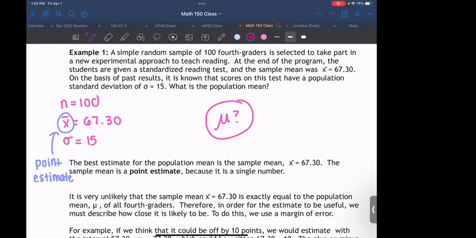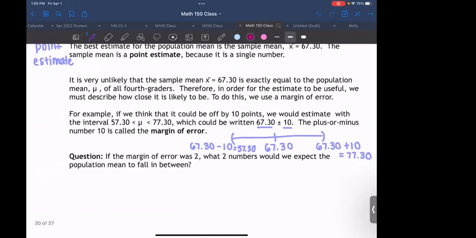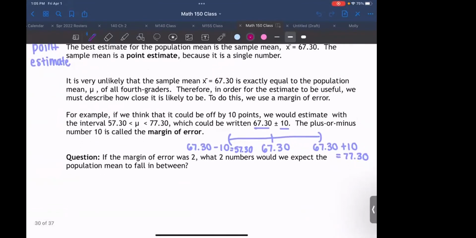The sample mean might not be the population mean, but it's going to be somewhat close, right? As long as the sample is representative of the population. Okay, so we called 67.30, the sample mean, our point estimate because it's the best estimate for what we're looking for. It's the closest thing to the population mean. Now, it's pretty unlikely that the sample mean is equal to the population mean. So instead of saying it's equal, we're going to create a range of numbers.